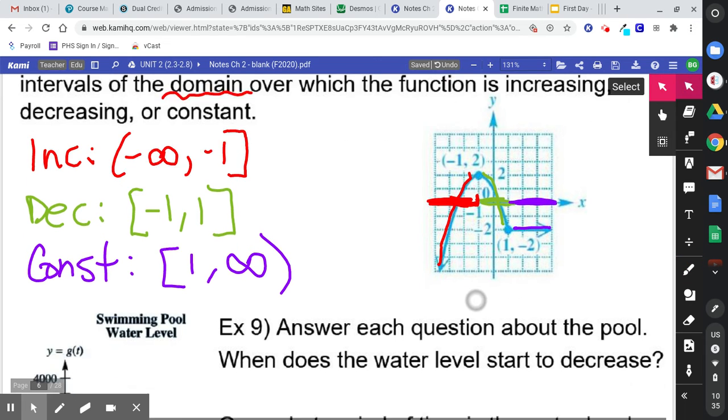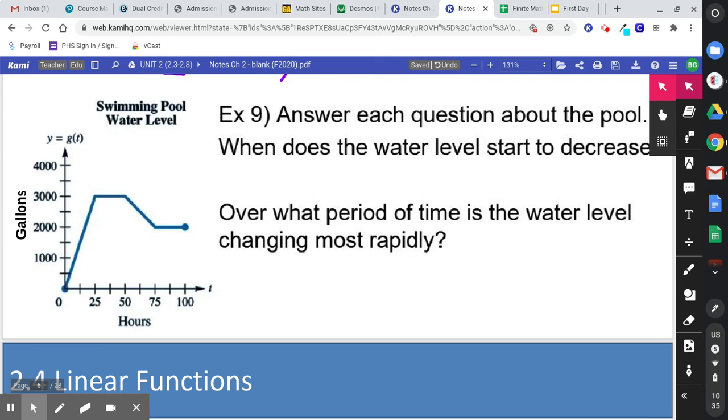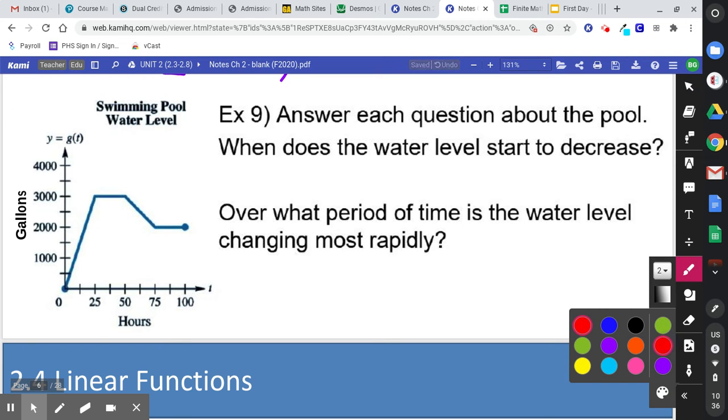Number 9. Answer each question about the pool. When does the water level start to decrease? Well, you can see that it's decreasing right there, right? When does it start? Means look at the x number. What x number where it starts? 50, right? It's decreasing from there to there. So it starts to decrease, I'm going to say at t equals 50 hours.